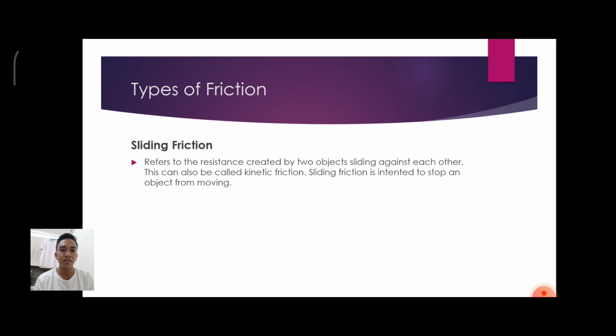Next is the sliding friction. It refers to the resistance created by two objects sliding against each other. This can also be called kinetic friction. Sliding friction is intended to stop an object from moving.